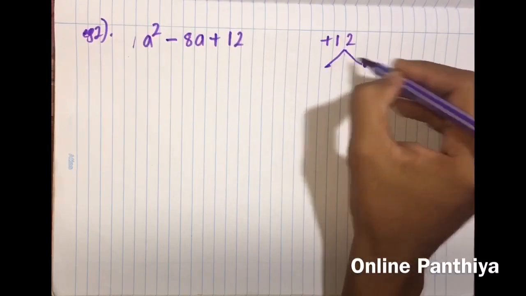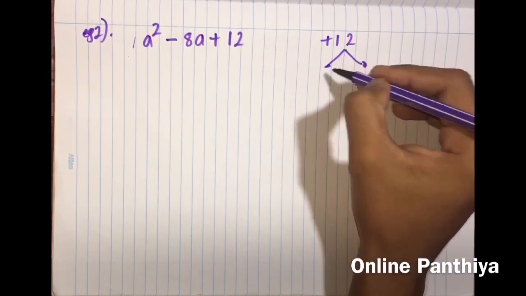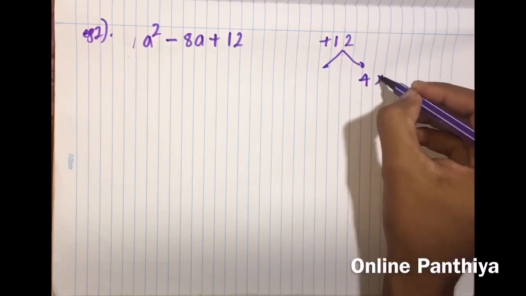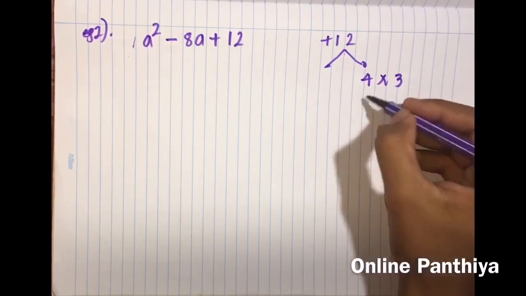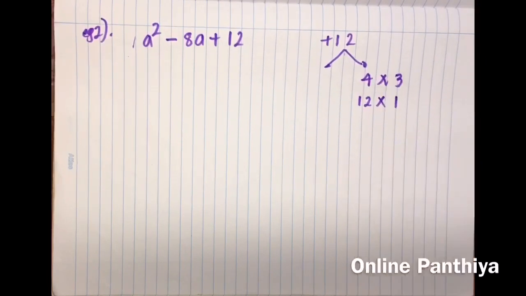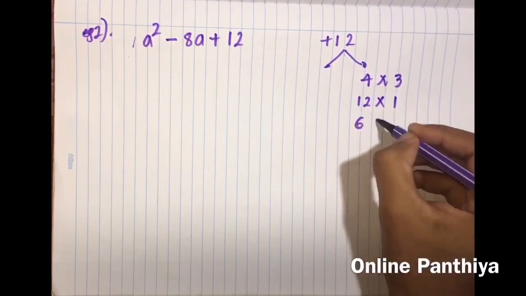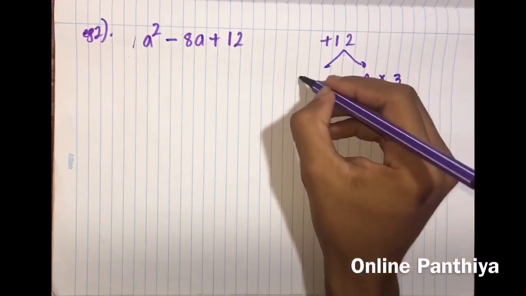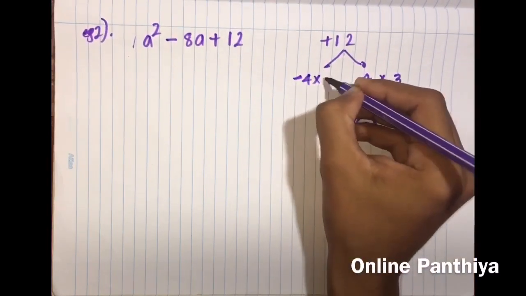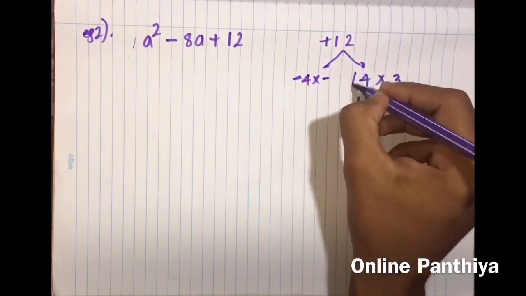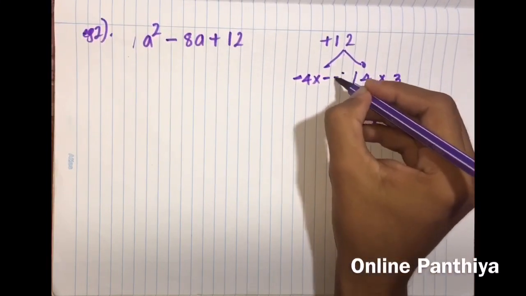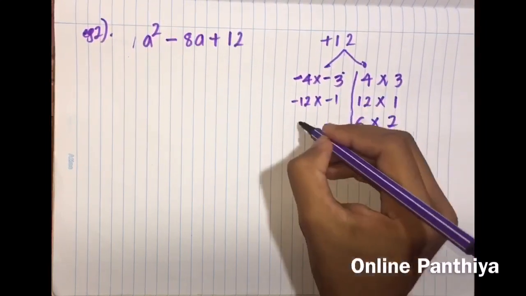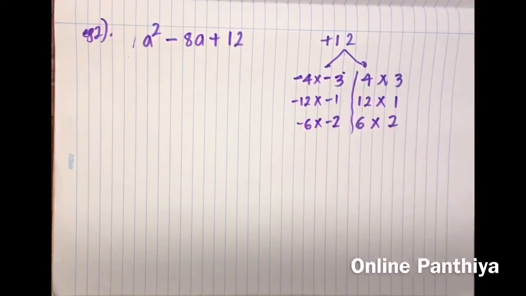What are the factors of plus 12? How do we get plus 12? Plus 4 into plus 3. Also plus 12 into plus 1. Any other ways? Yes, plus 6 into plus 2. Now let us go on to minus. Minus 4 into minus 3. Also minus 12 into minus 1. Also minus 6 into minus 2.